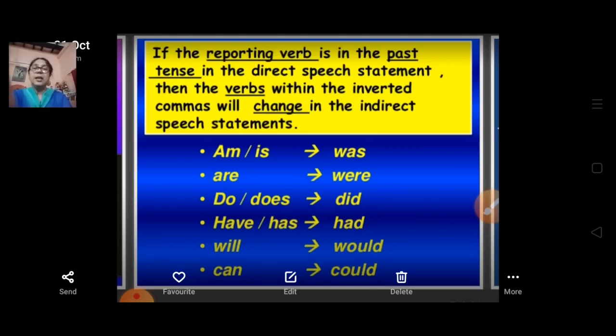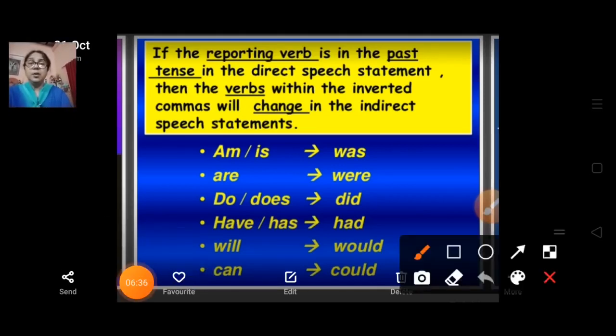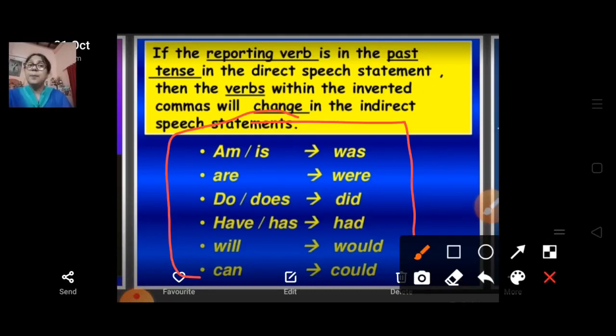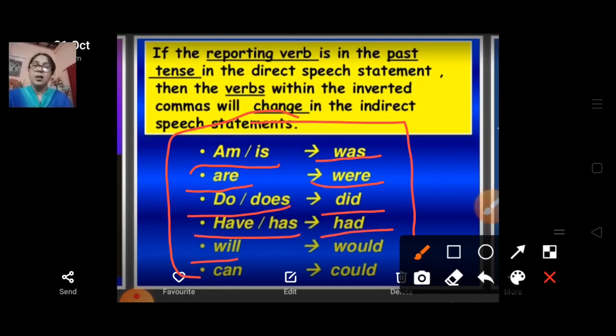I'll give you examples for that, but you just learn this table because this is very important whenever we are making direct to indirect speech. If the reporting verb is in the past tense in the direct speech statement, then the verbs within the inverted commas will change in the indirect speech statement. So here you can see, if it is written am and is, it will change into was. If it is written are, it will change into were. Do and does change to did. Have and has to had, will to would, can to could. This table you must learn because it is very important for changing direct to indirect speech. Write it down or take a screenshot.